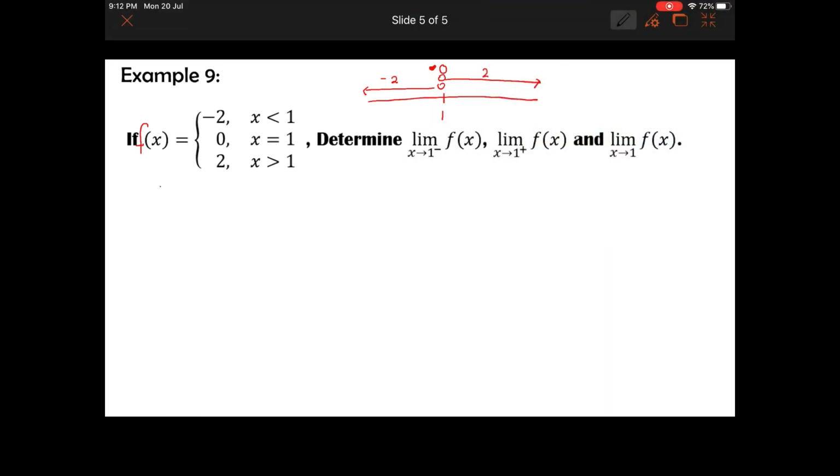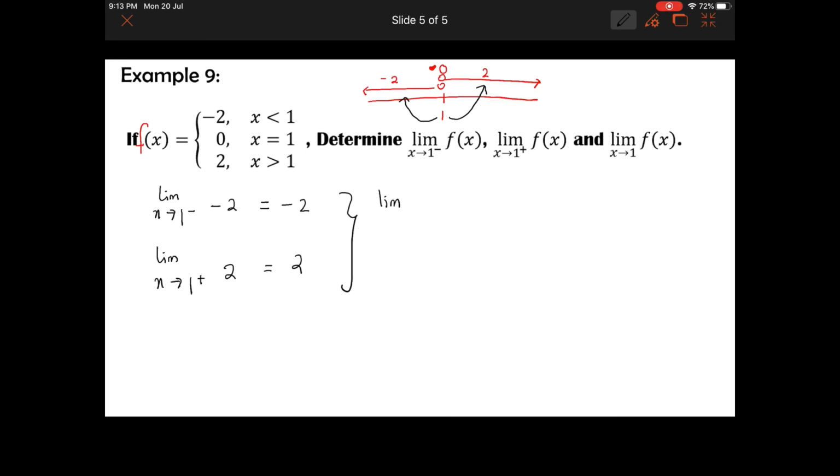Now we can answer the question. First one, the limit as x approaches 1 from the left. From the back of 1, we know the function is negative 2. So our final answer would be negative 2. Next one, for the limit as x approaches 1 from the right. From the number line, we have to check the function in front. In this case, it would be 2. So our final answer would be 2.